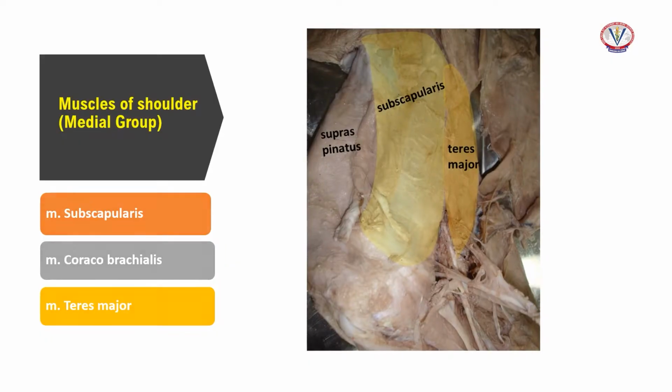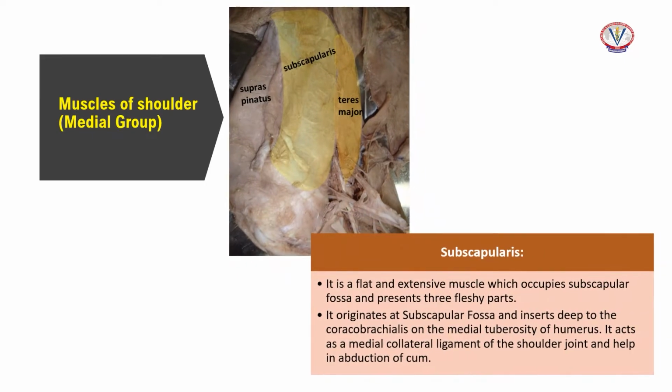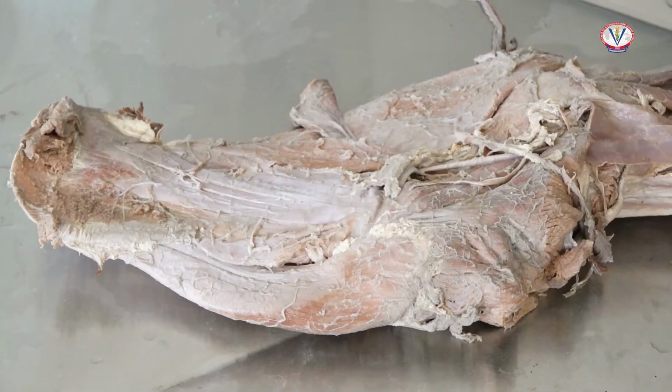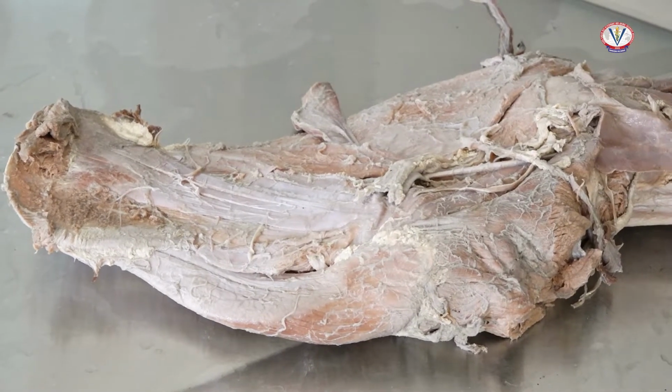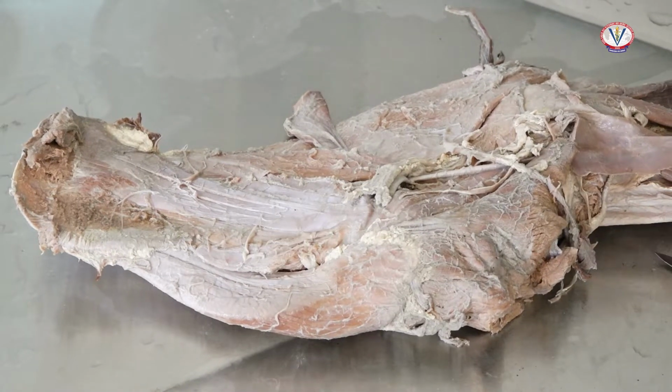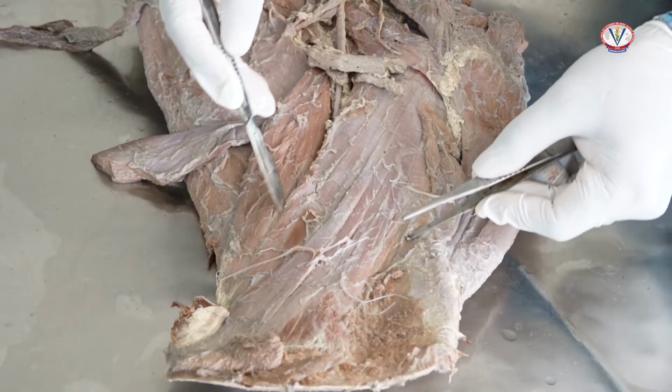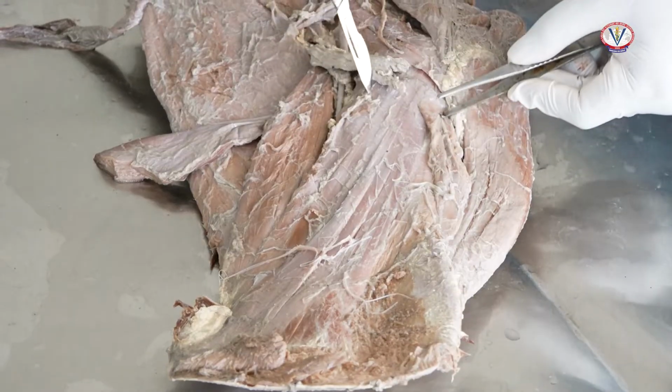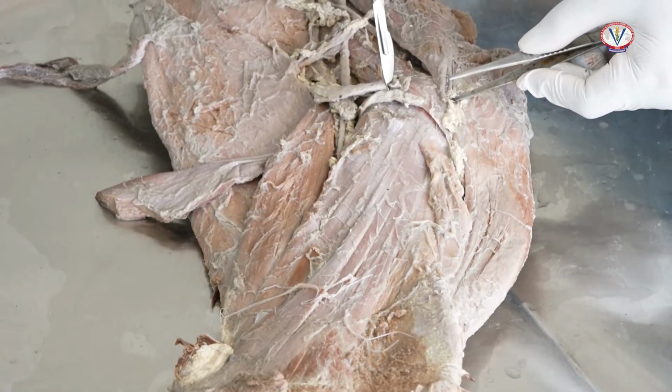Coming to the medial side of the shoulder region, subscapularis is a flat extensive muscle which occupies the subscapular fossa and presents three fleshy parts. It originates at the subscapular fossa and inserts deep to the coracobrachialis on the medial tuberosity of the humerus. It acts as a medial collateral ligament of the shoulder joint.